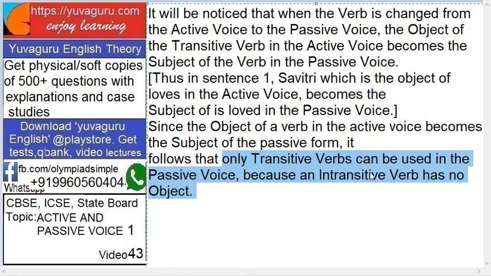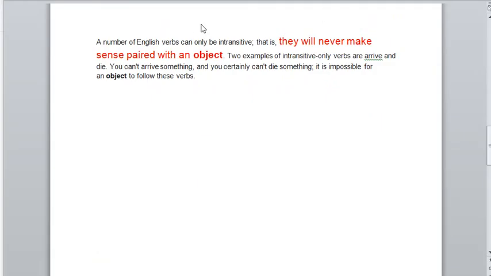Now what is an intransitive verb? For example, the bus stopped. Let's take a few examples here. Intransitive means a number of English verbs can only be intransitive. That is, they will never make sense paired with an object. Means when they are paired with something, they will never make any sense. Two examples of intransitive only verbs are arrive and die. You can't arrive something. Means the bus arrived at the stop. You certainly can't die something. It is impossible for an object to follow these verbs.